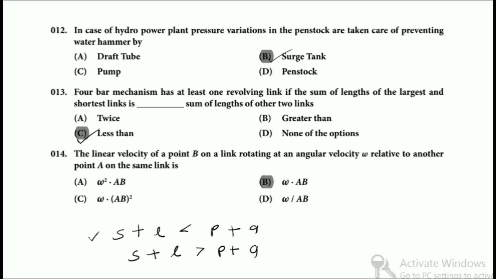Number 14. The linear velocity of point B on a link rotating at an angular velocity omega, relative to another point A on the same link, is.